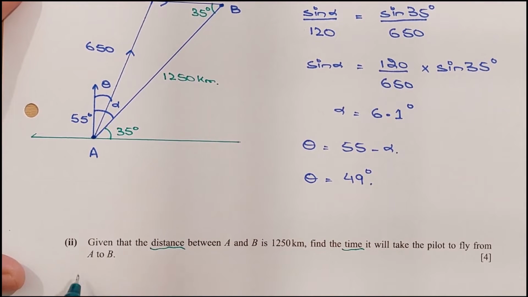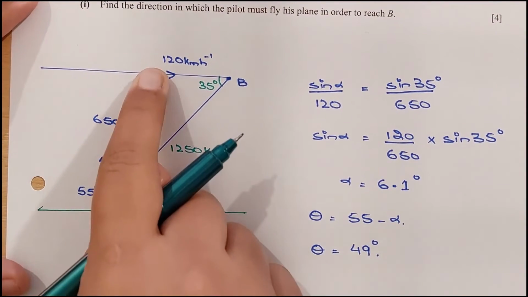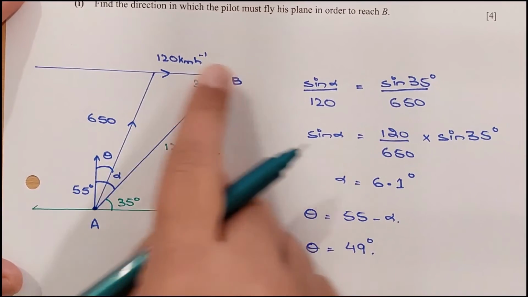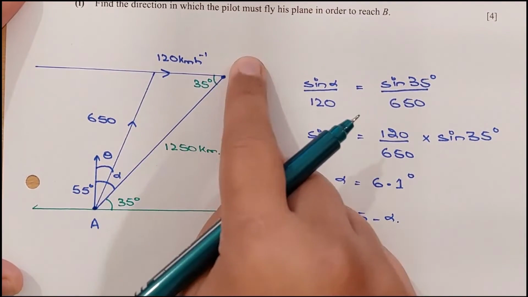So here we have to use the formula speed equals distance over time, right? And to solve for the time, time equals distance divided by speed. So we have the distance between A and B. First we need to find the speed between A and B. As we know, the speed of the wind from the west is given, the speed in still air is given, and we need to find the speed of AB.